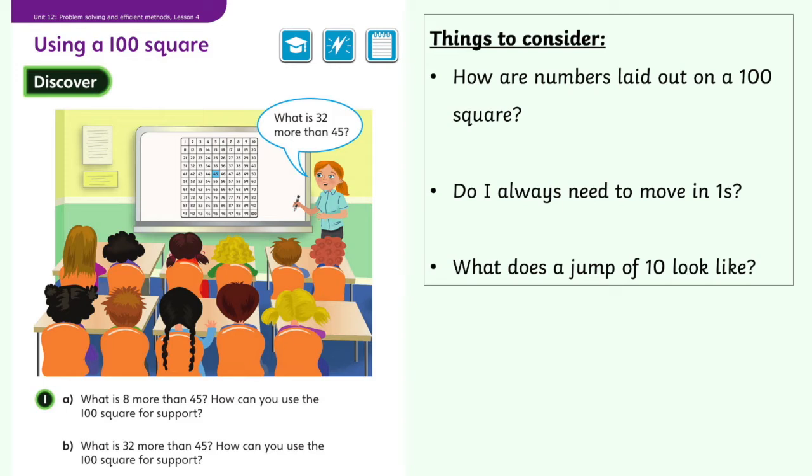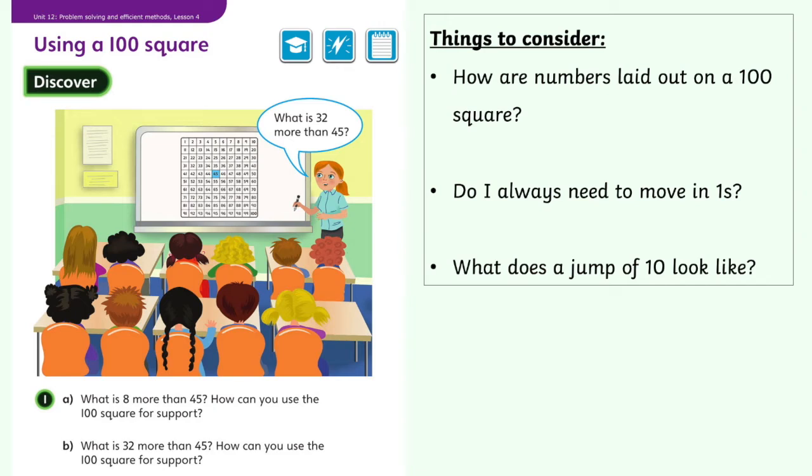Question 1 starts with a slightly easier calculation. Part A says, what is 8 more than 45? How can you use the 100 square for support? And then part B is answering the question that the teacher is asking. What is 32 more than 45? How can you use the 100 square for support?